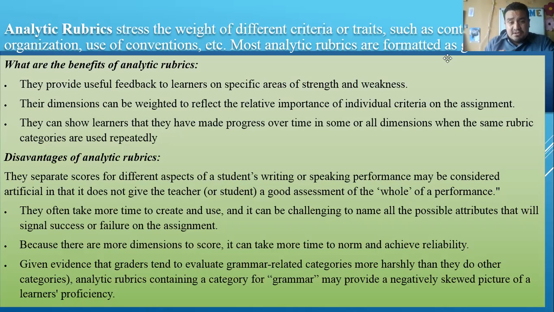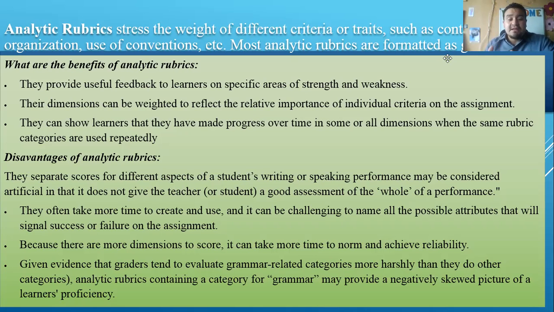And as far as disadvantages go, separate scores for different aspects of a student's writing or speaking performance may be considered artificial, in that it does not give the teacher or student a good assessment of the whole performance. They often take more time to create and use, and it can be challenging to name all the possible attributes that will signal success or failure on the assignment. And because there are more dimensions to score, it can take more time to norm to achieve reliability.